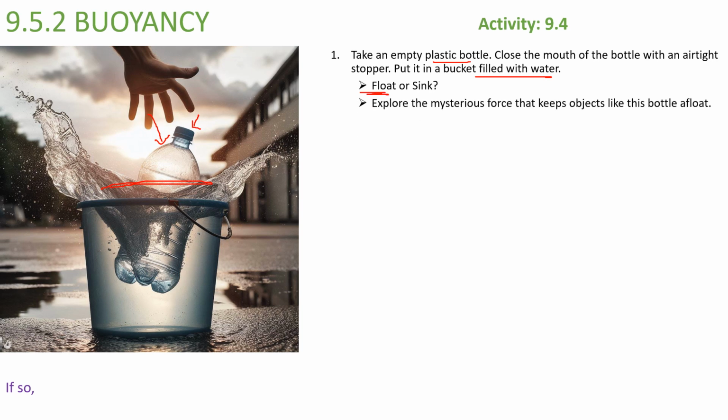Now explore the mysterious force that keeps objects like the bottle floating. What mysterious force is acting upon it, which is keeping the bottle afloat? Remember, it is supposed to touch the ground, right? Because the earth has gravity, it's supposed to touch the ground here. But it's not touching the ground, it's floating on the water. It means some mysterious force is acting on it, which is different from the earth's gravity. What is that mysterious force? Let's understand.